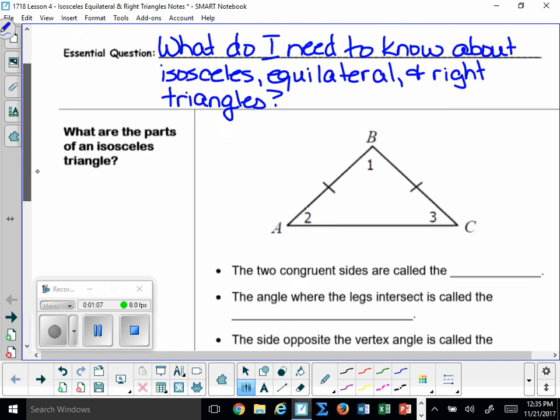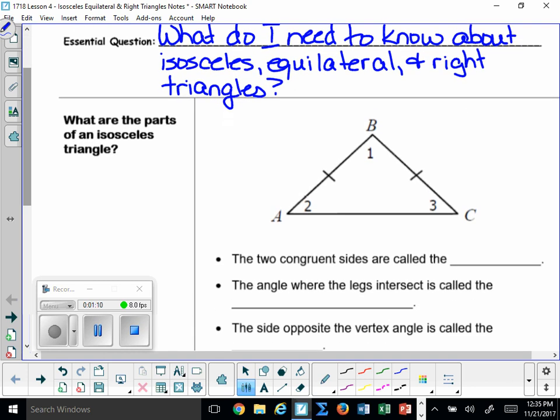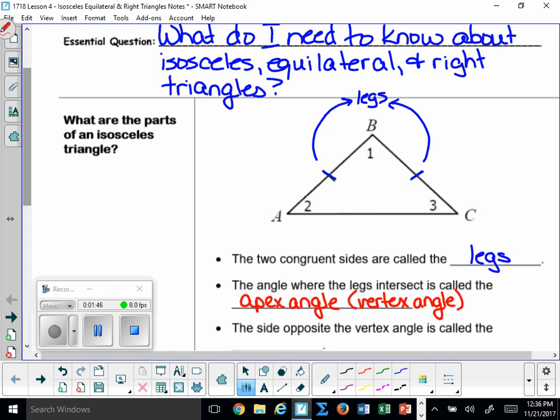Alrighty, to begin with, let's talk about isosceles triangles. So here we have triangle ABC. It is isosceles. I can tell by the two tick marks on AB and BC. The two congruent sides in an isosceles triangle are called legs. The angle where the legs intersect is called the apex angle. Sometimes you see it called the vertex angle. Okay, so that would be angle B here where the two legs intersect.